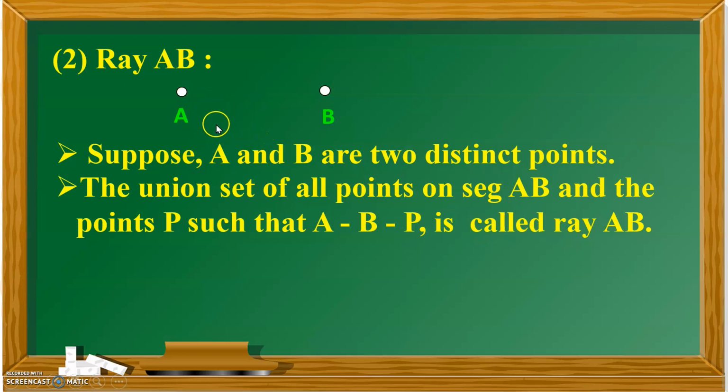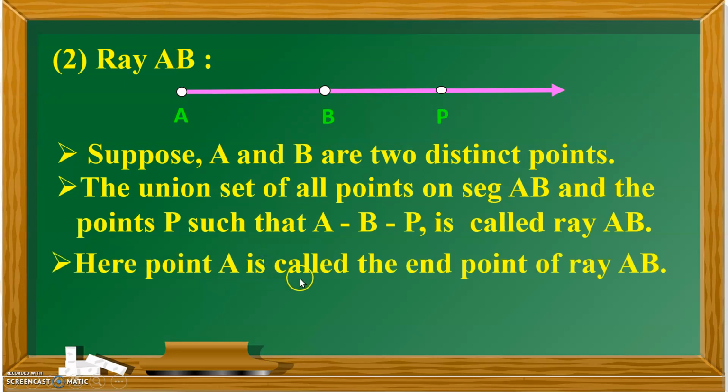The union set means all the points on segment AB. So this is the segment AB. So all the points on segment AB and all points P. Now we are taking only one P right now. There are many P points here. That P could be here, P could be here, anywhere. So all those points P such that A-B-P. So that union of all those points is called a ray. So this is how a ray looks.